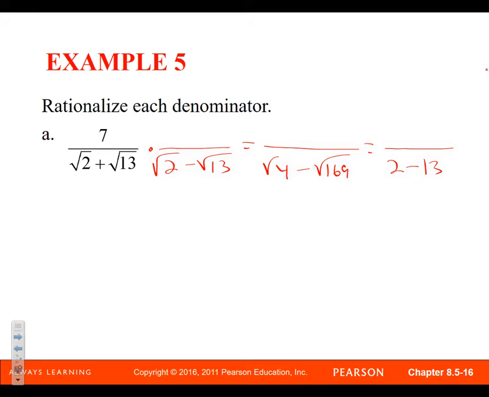So problem solved. The way I choose that 1 is going to be simply using a conjugate. So when I choose 1 here, I need to make sure that it's the same thing here like that. So as I clean up the end, I see that my denominator is just going to be a negative 11.